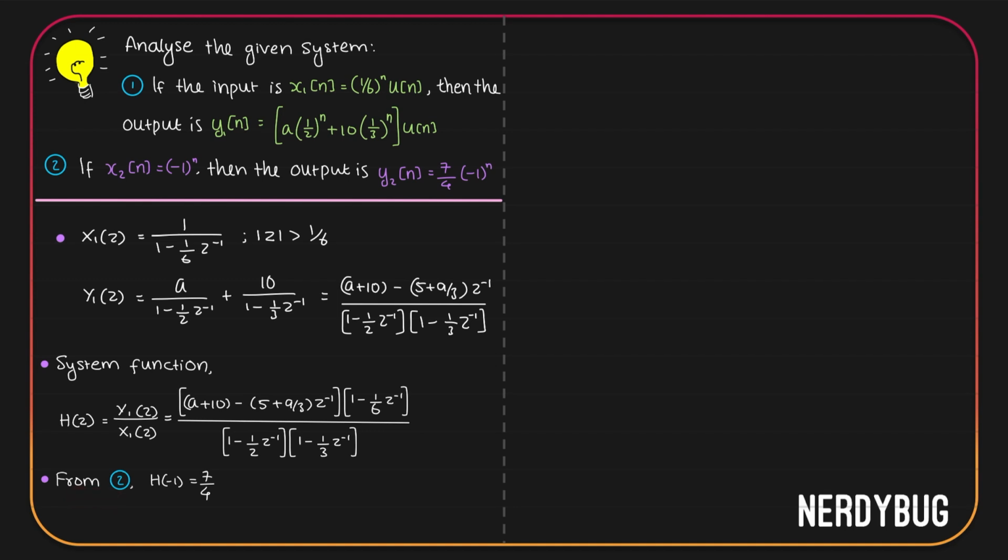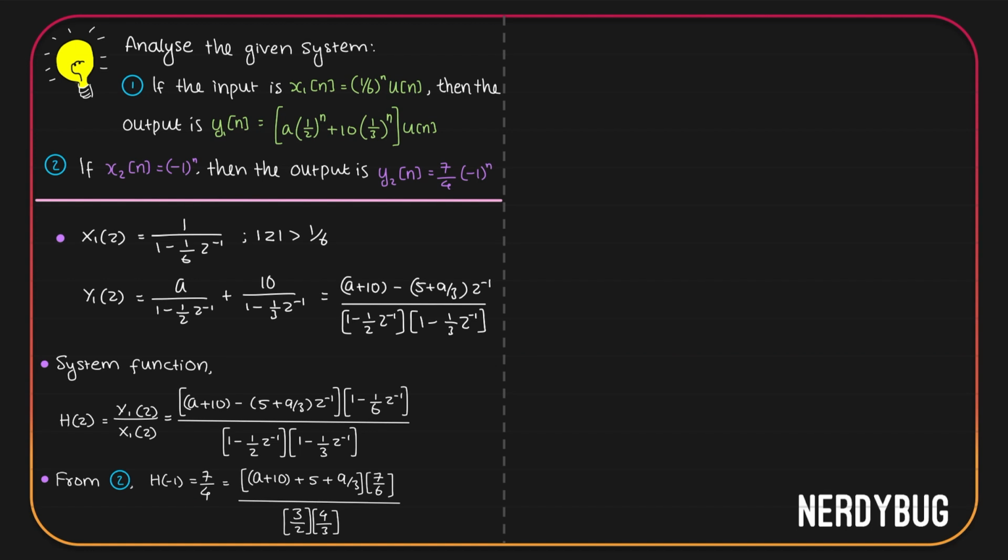So from 2 we can write h of minus 1 is 7 by 4. H of z is over here. So if you substitute all z's by minus 1, we will get h of minus 1. It is a plus 10 plus 5 plus a by 3 multiplied by 7 by 6 divided by 3 by 2 multiplied by 4 by 3. All I have done is I took z is equal to minus 1.